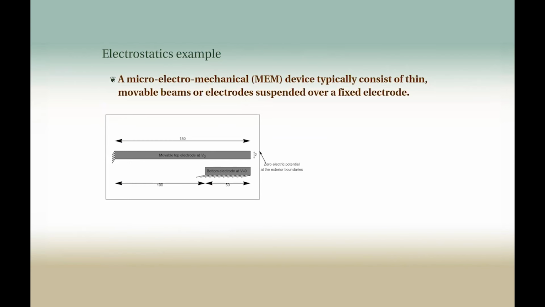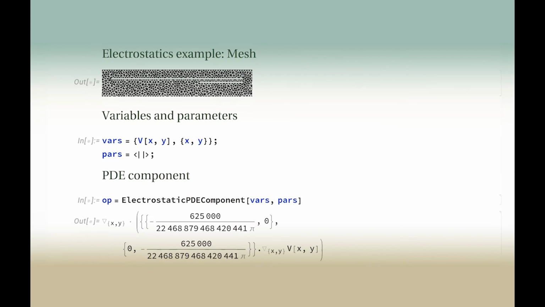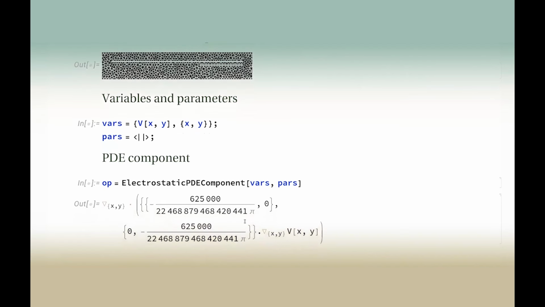So here's a simple example. We have a micro electromechanical device, and we have a movable top electrode, and this is a bottom electrode. And we want to compute the electric field between these two objects. We create a mesh where we have removed the contacts and set up the variables and parameters. So the variable is now the voltage is what we want. X and Y is a two-dimensional case. Parameters are left empty for now to illustrate this. And this is what this PD component is going to generate for us.